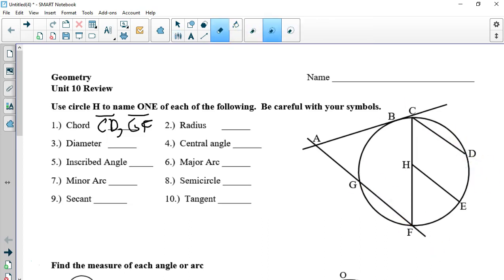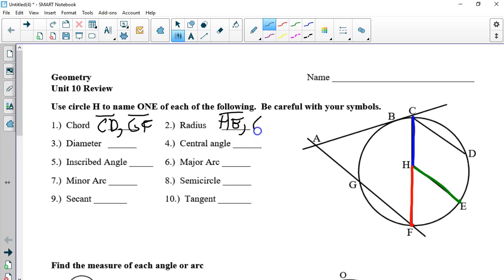Okay, a radius. Well, a radius goes from the center out. So that's a radius, that's a radius, and that's a radius. Any one of those would be acceptable for an answer. Now the most obvious one that most people are going to put is HE, but CH is perfectly acceptable, and so is FH. And again, you can also put these in any order: HF, HC, EH, FG, or GC. That does not matter. It's just the endpoints connecting that matters.